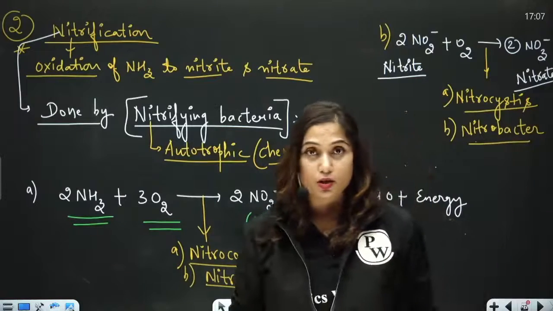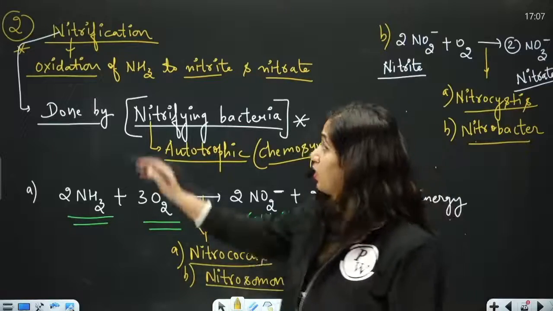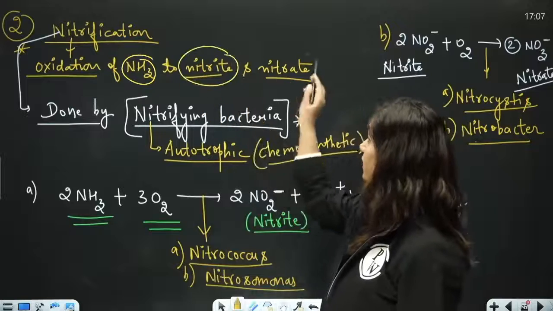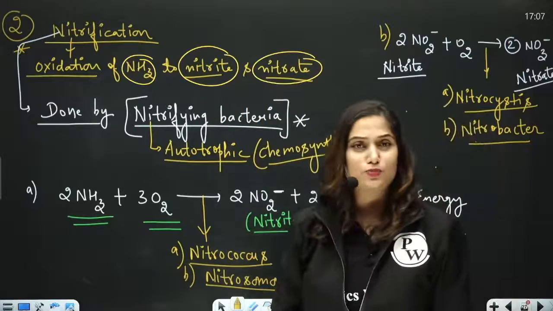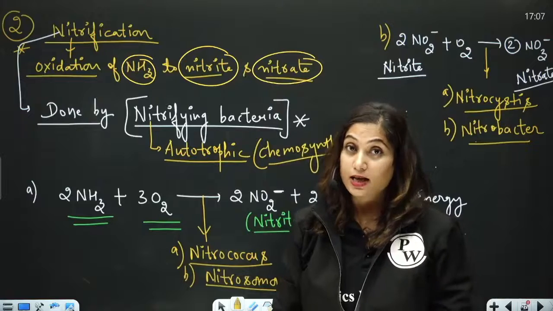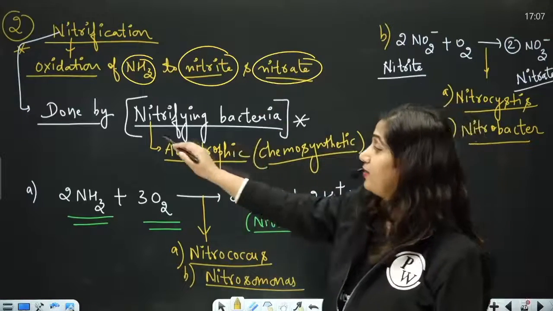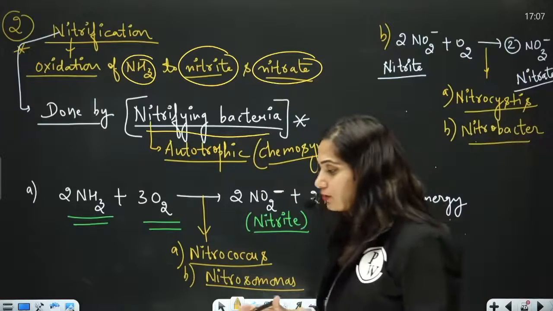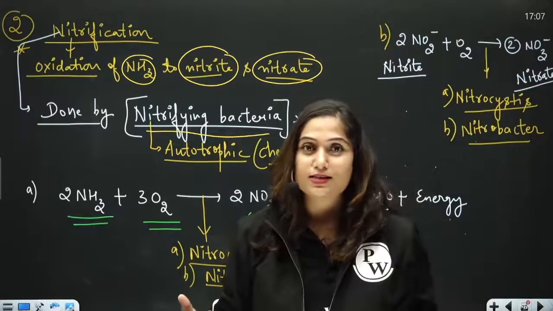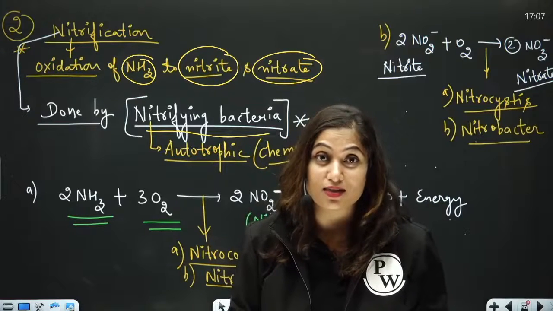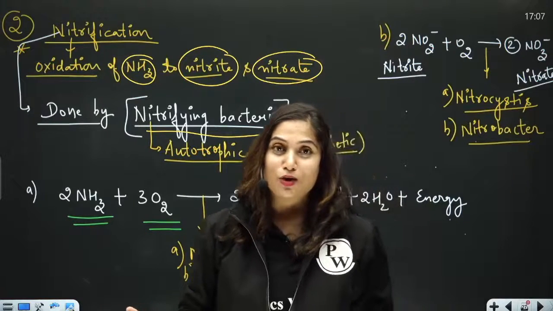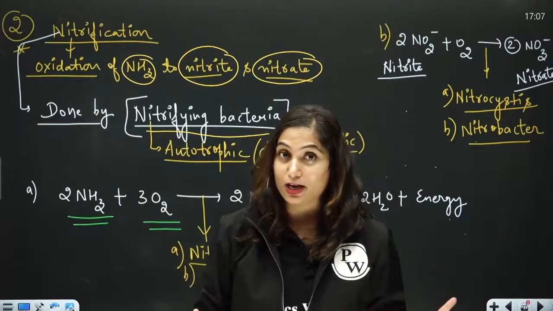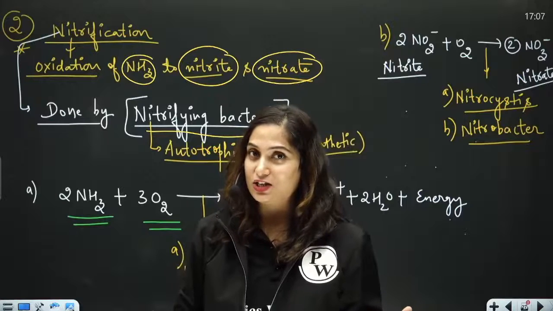Now nitrification. What is the meaning of nitrification? Oxidation of ammonia. Oxidation of ammonia to nitrite or nitrate. And this process, the process which is done by these bacteria is nitrification, and the bacteria are nitrifying bacteria. And what is important about these bacteria, that these nitrifying bacteria are chemosynthetic bacteria. That means they are autotrophic. They can synthesize their own food with the help of chemical energy.